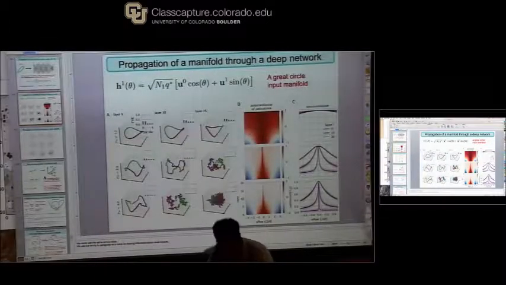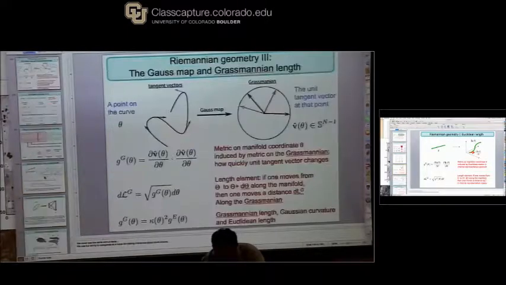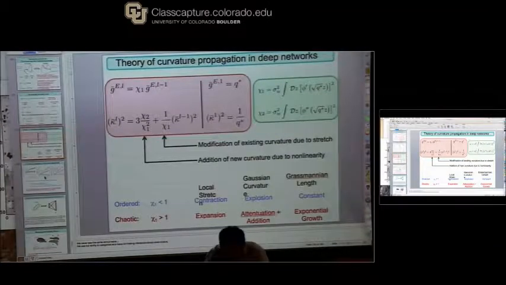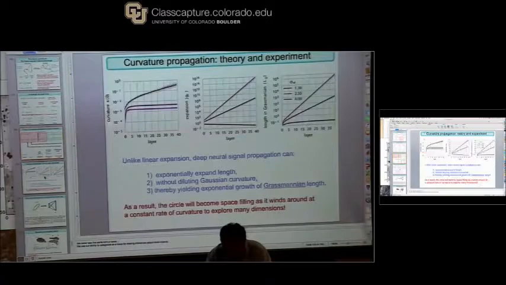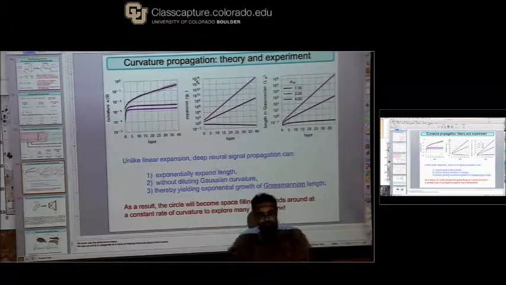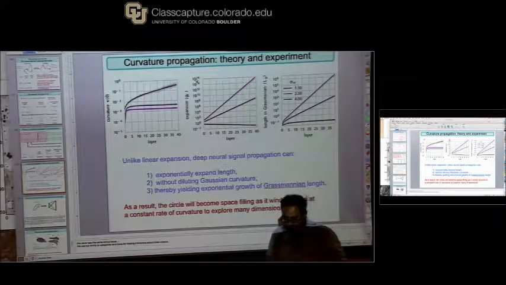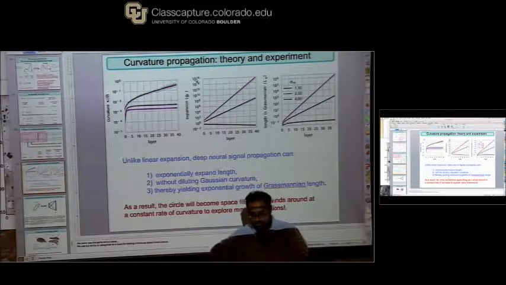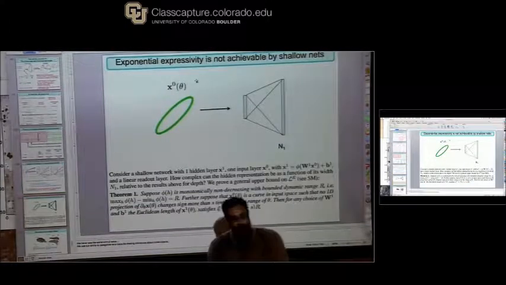We can compute the curvature of these functions analytically using mean field theory. These are mean field equations for the propagation of curvature, and there's a very nice match between the equations and the numerics. What we can basically show is that neural networks, by expanding through the large weights and folding through the nonlinearity, can create images that are exponentially large in length and have exponential growth in their global curvature, right? But no shallow network can ever do that.